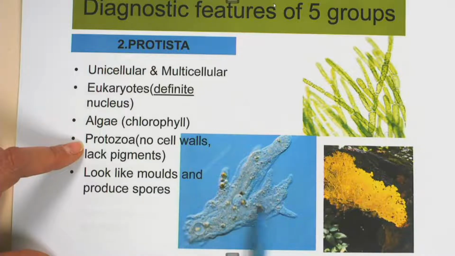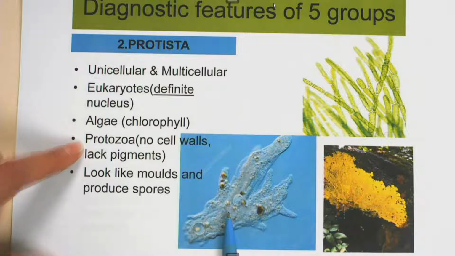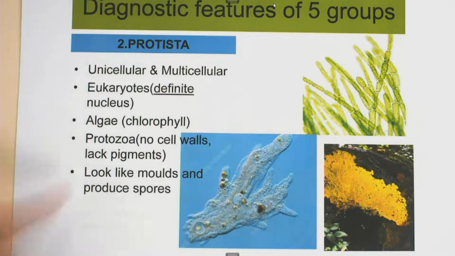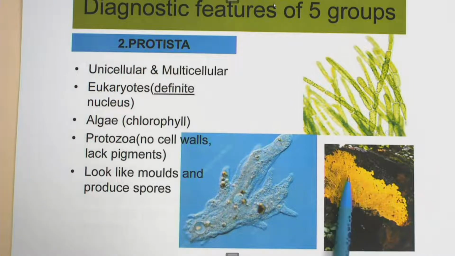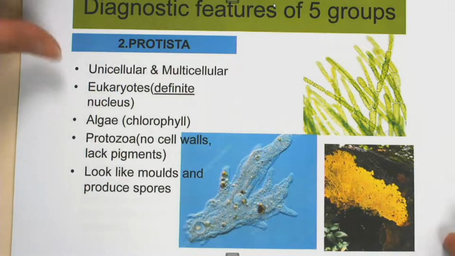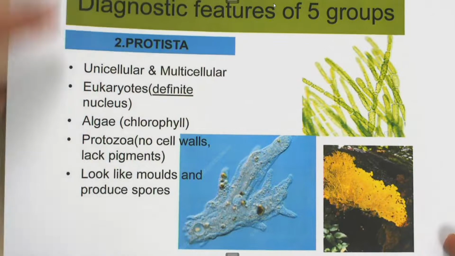There's no cell walls, it has a strange shape, and there's no pigments, it's translucent. And then we have molds that are producing spores. Look here. Here it looks like a fanned plant that's on the rock. Lichens, ne? And then they form spores to reproduce. So this is the Protista.